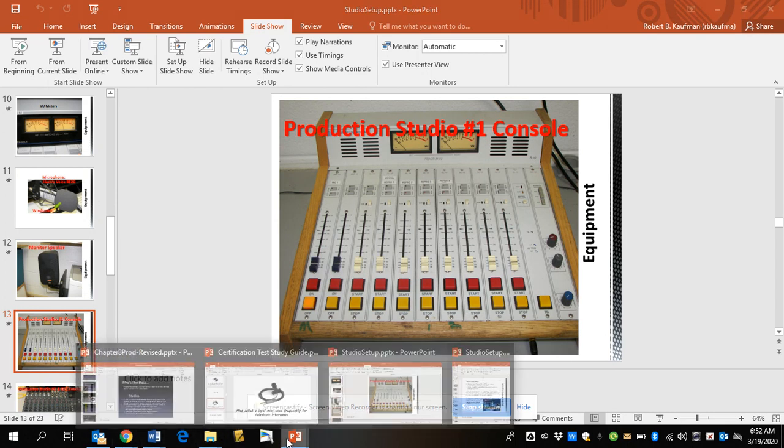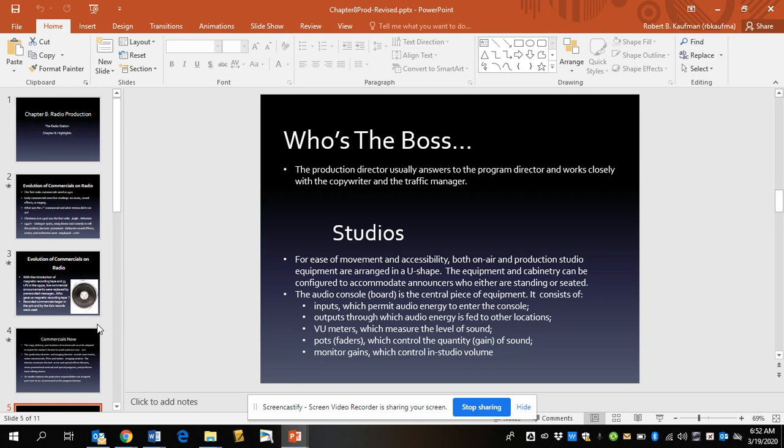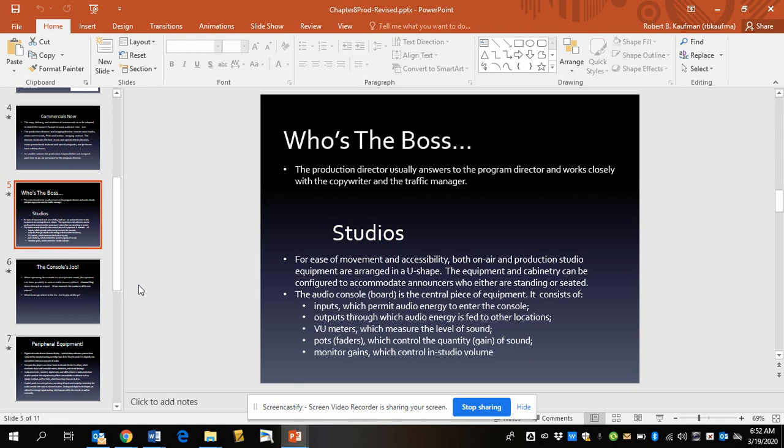Let's get back to the chapter PowerPoint. Okay, so make sure you know the definition of all those things. We've gone over them before, so just read them and make sure that you understand all of that as far as the production and on-air studio consoles. Remember, the console is the centerpiece of the studio. It's basically all you need. For example, in our production studios, you walk in with your laptop and hook up to our production studio consoles, which are smaller ones.